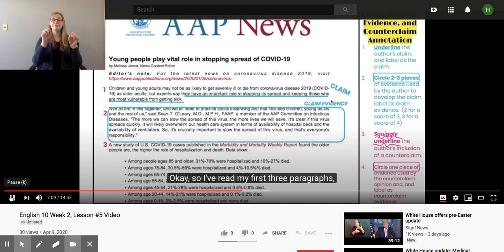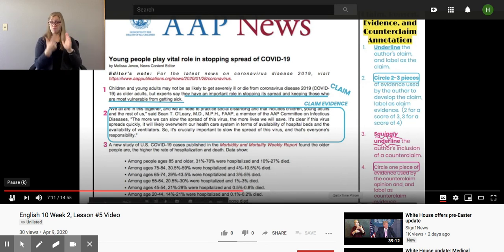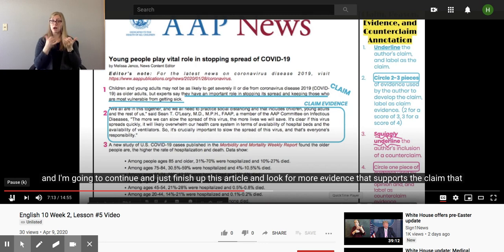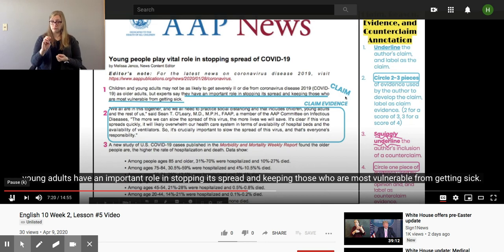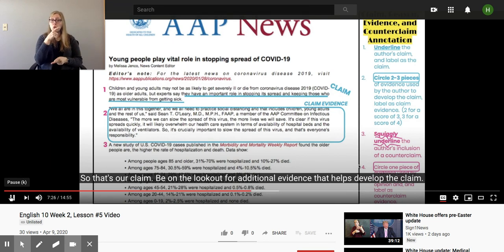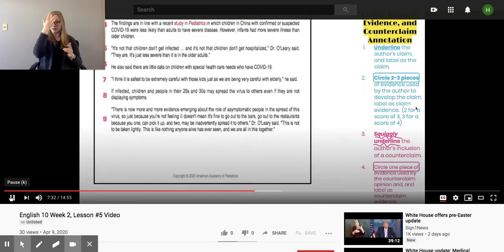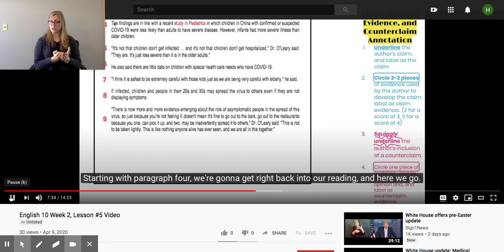Okay, so I've read my first 3 paragraphs, and I'm going to continue and just finish up this article and look for more evidence that supports the claim that young adults have an important role in stopping its spread and keeping those who are most vulnerable from getting sick. So that's our claim. Be on the lookout for additional evidence that helps develop the claim. Starting with paragraph 4, we're going to get right back into our reading, and here we go.